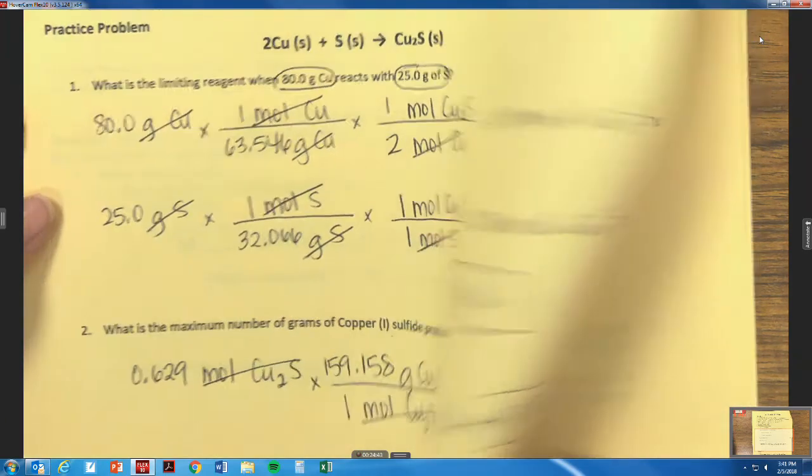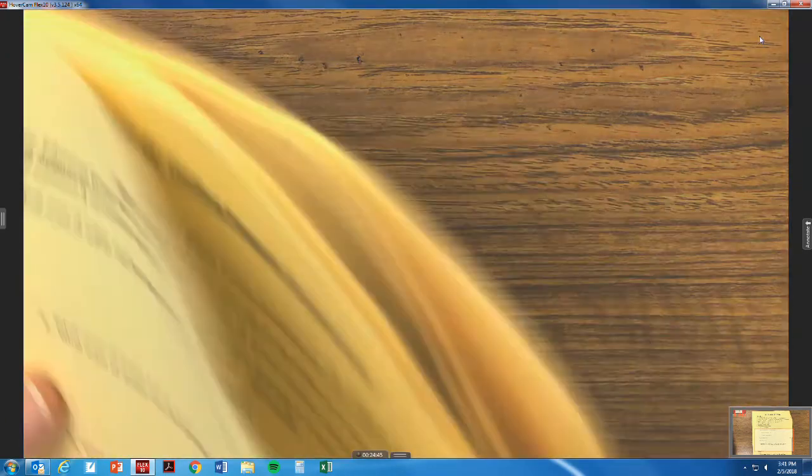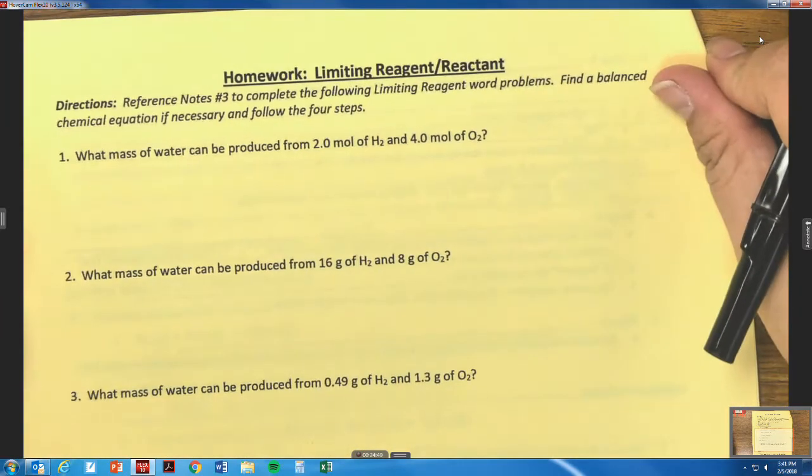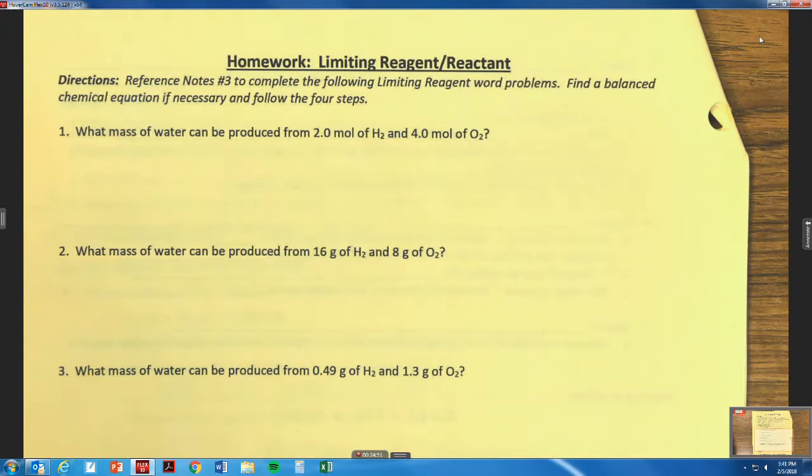Okay, and then really quickly, I did want to talk to you guys about your homework. For your homework directions, reference notes number 3 to complete the following limiting reagent word problems.